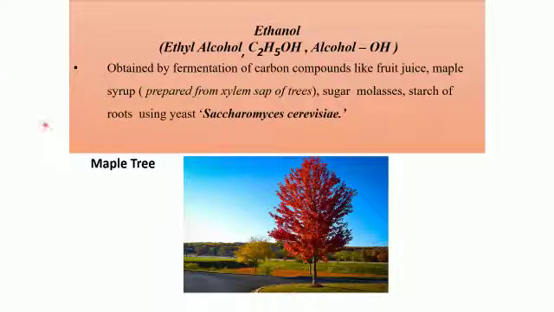Starch of roots. Using yeast, Saccharomyces cerevisiae, even the starch of the roots are fermented to obtain ethanol. So fruit juice, maple syrup, sugar molasses and starch of roots, all these are fermented using yeast so as to obtain ethanol. Here we have a picture of a maple tree. So this is the maple tree, and from the sap, xylem sap of this maple plant, we prepare ethanol by fermentation.